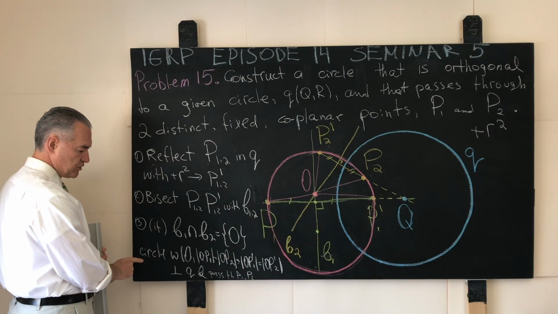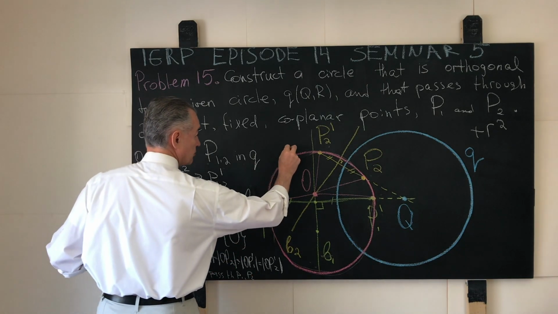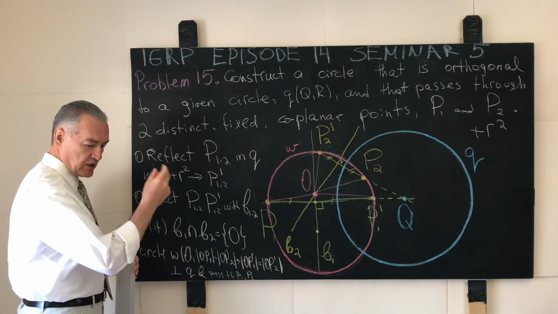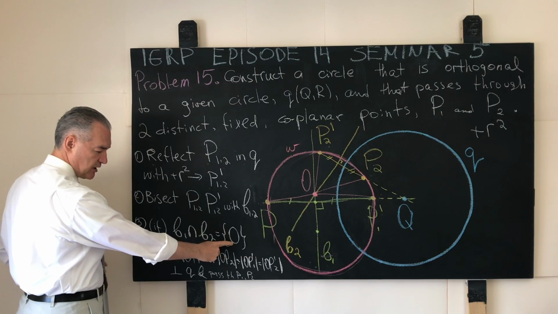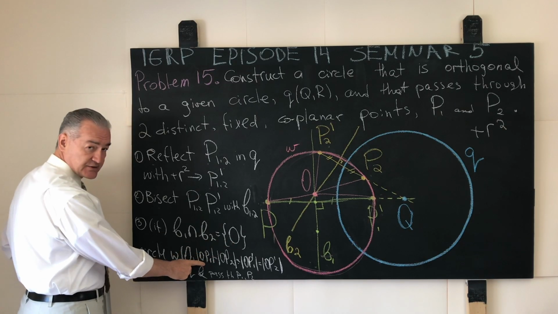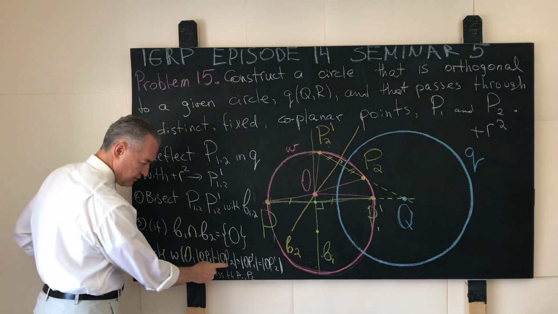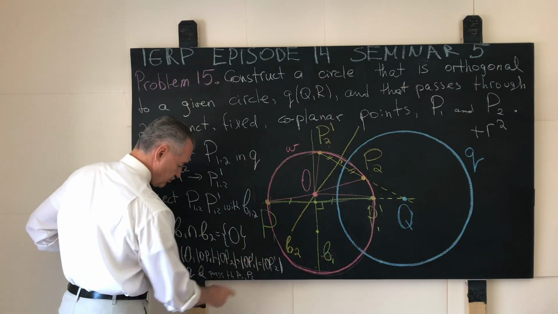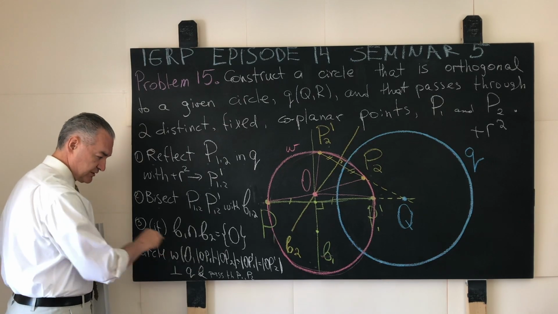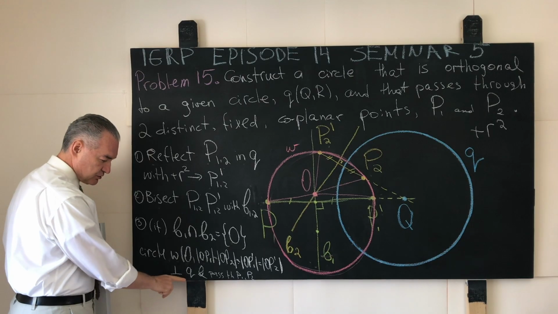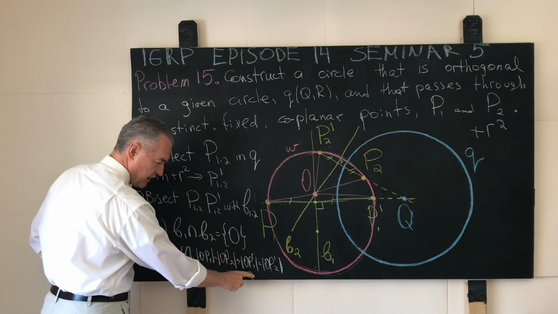And as the final step, we draw a circle W. Let's say we call this circle lowercase w. This is our solution circle that has the point O obtained in this step as the center, and its radius is the distance from that point O to all 4 points of interest, P1, P2, P prime 1, P prime 2. And the claim here is that that circle W with these parameters will be orthogonal to the given circle Q, and it will pass through the given points P1 and P2.